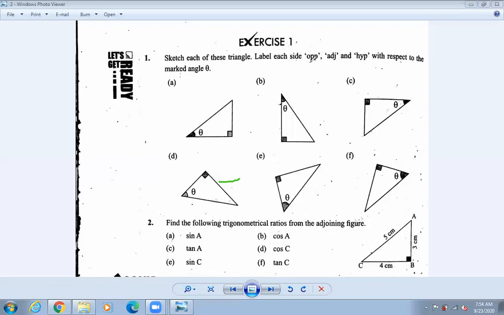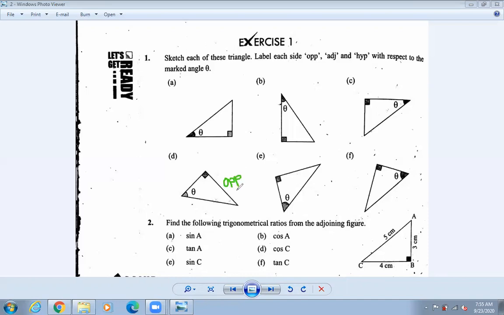So O means it looks like theta, so it is the opposite of theta. And after O comes P, which means it is also called perpendicular. Let us memorize it in that way. So here, it looks like O, so let us write it down as opposite. It is the opposite of this angle.